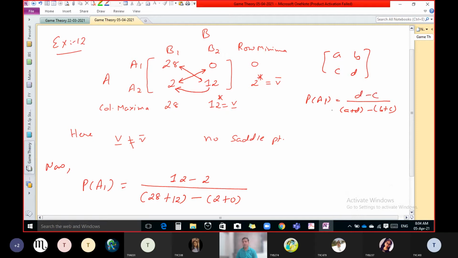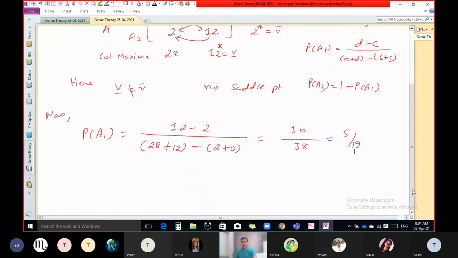So whatever the answer of this A1, subtract it from 1, you will get the probability of A2, because total probability should be 1. So just find out the answer of this. 12 minus 2, that is 10, and here 28 plus 12, that is 40. 40 minus 2, that is 38. You can divide it by 2, so we get 5 by 19. So 5 by 19 is the probability for A1.